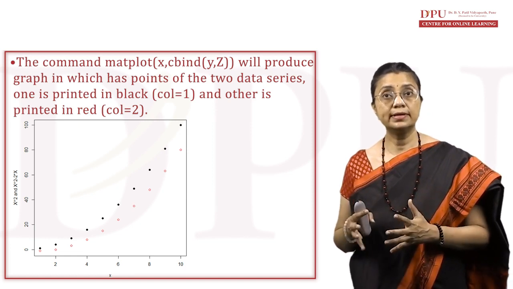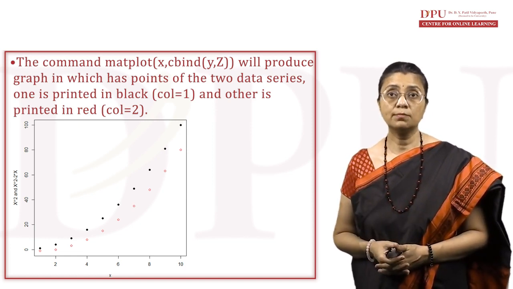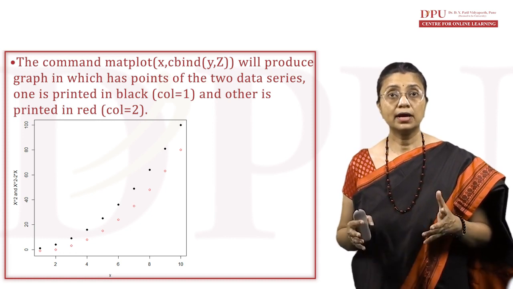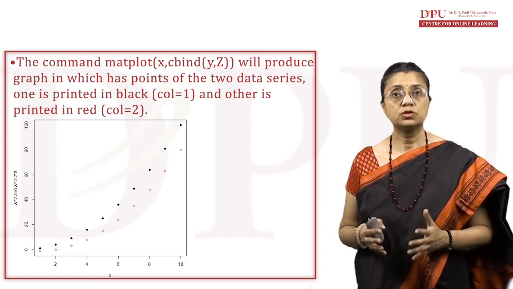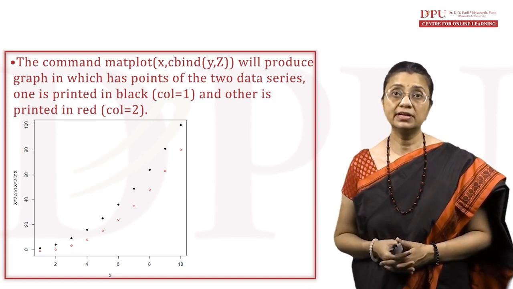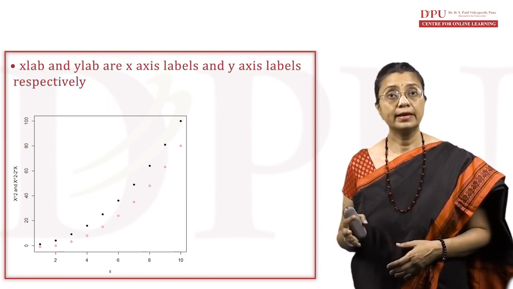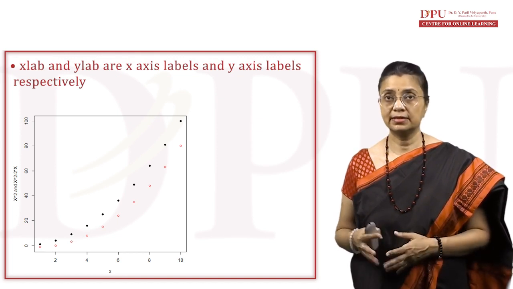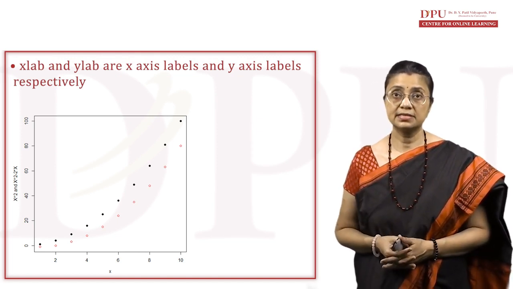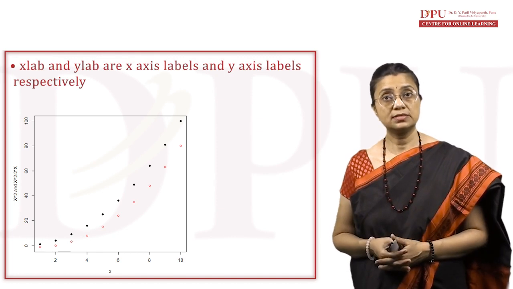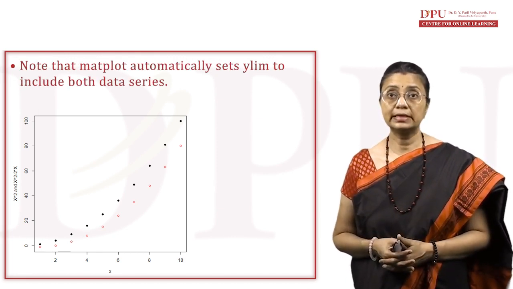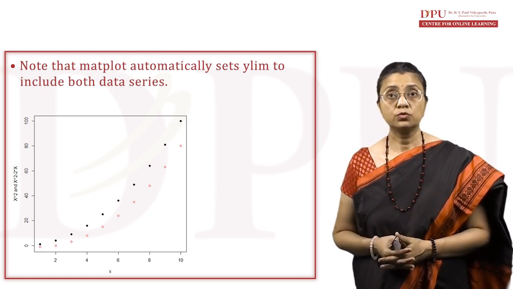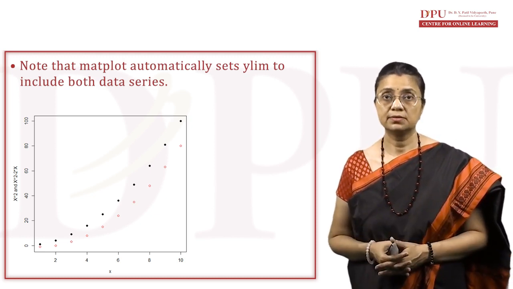So one is printed in black where you can see column is equal to 1 and the other is printed in red which is column equals to 2. So the two series are printed in two different colors, and xlab and ylab are the label on x-axis and the label on y-axis respectively. You can note that matplot automatically sets ylim to include both the data series.